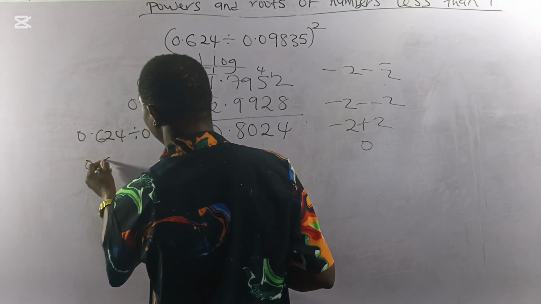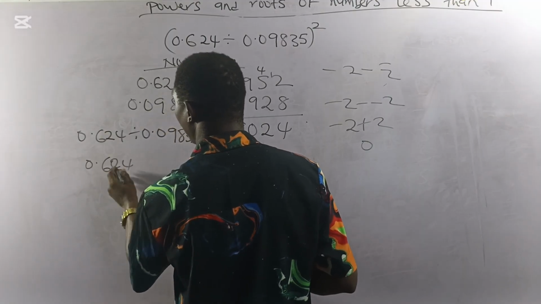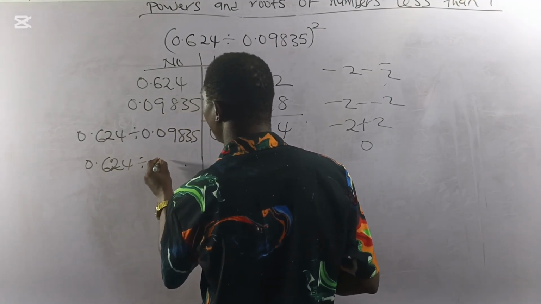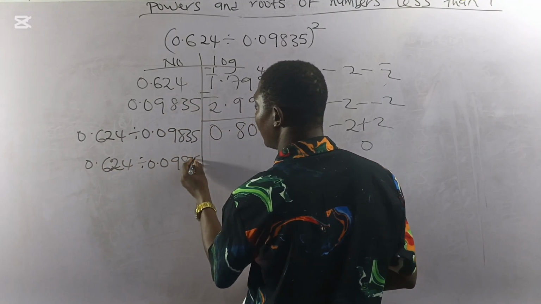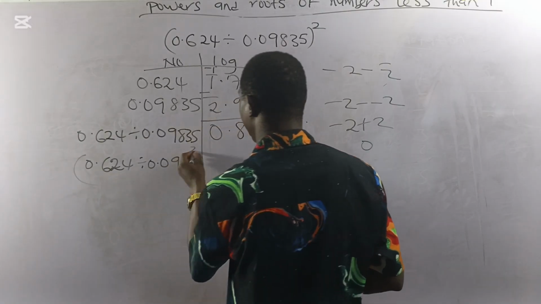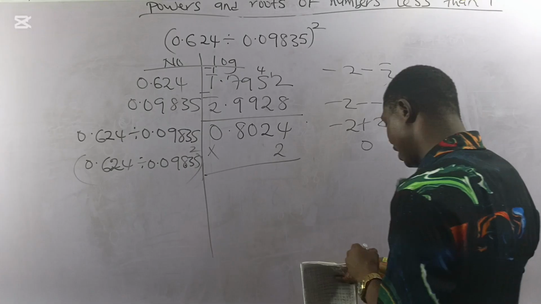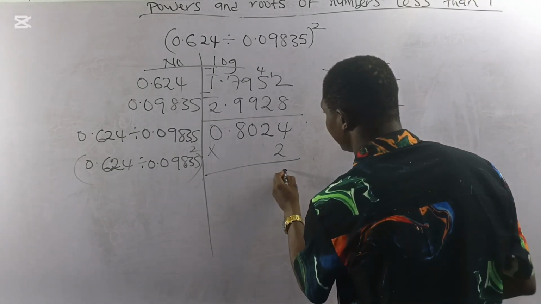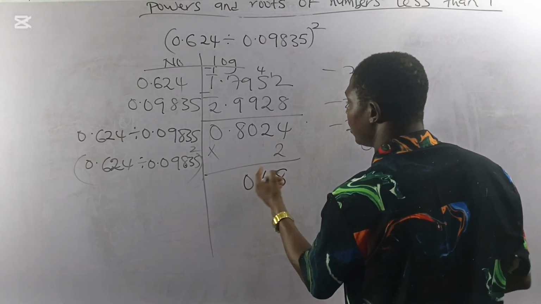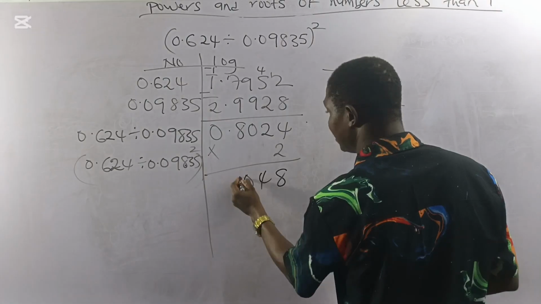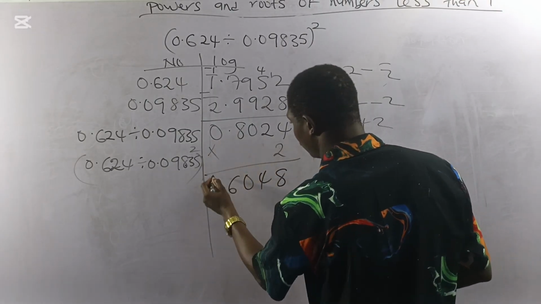So I have 0.624 divided by 0.09835, or what? Square. Square is to multiply. So I'll multiply by what? 2. And I'll have 2 times 4 is 8. 2 times 2 is 4, 0. 2 times 8, 16, 6, carry 1. 2 times 0 is 0 plus 1, 1.